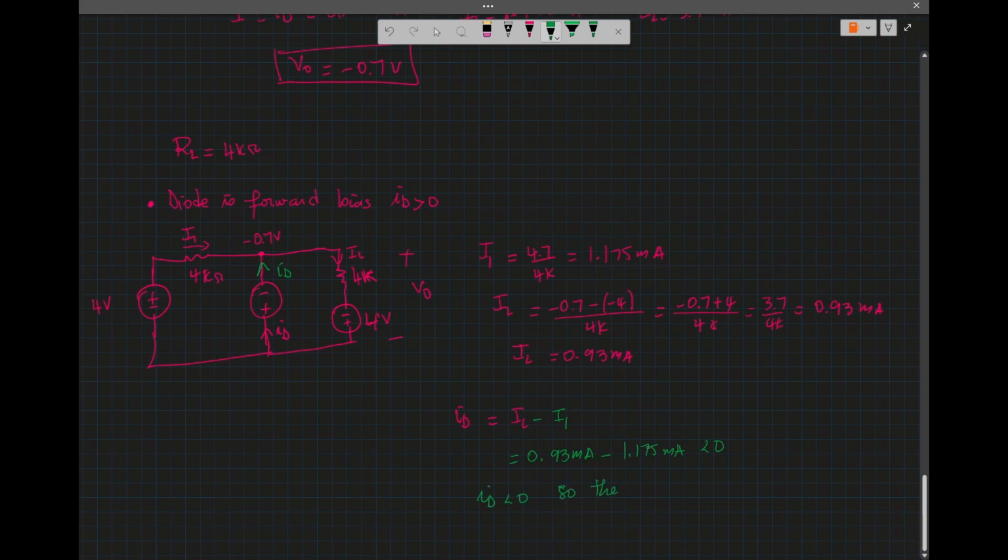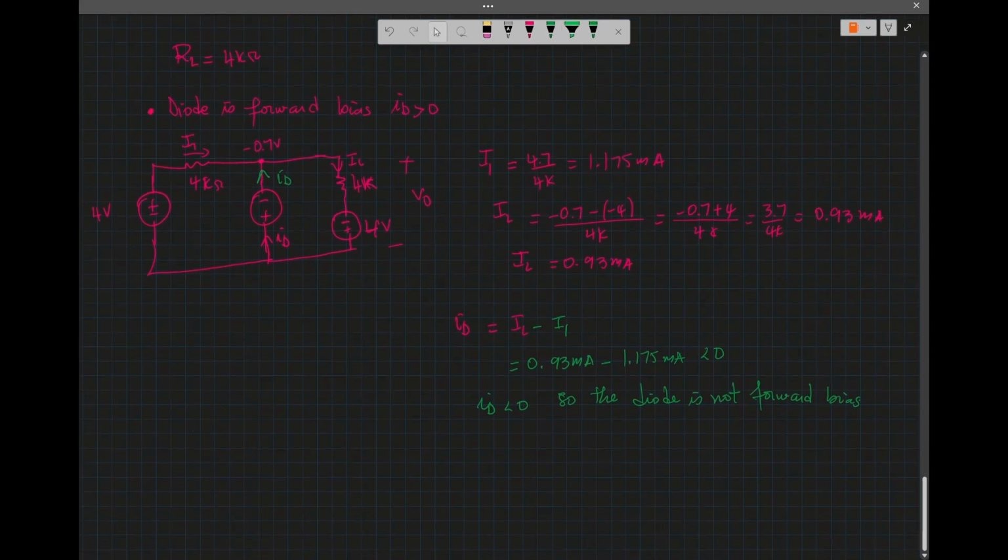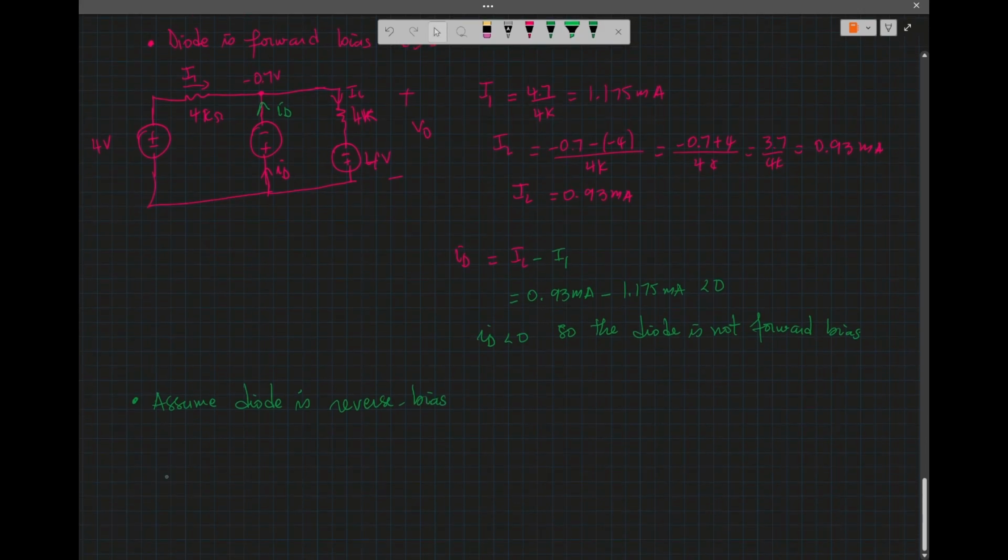So the diode is not forward bias. Now, so let's check if it's a reverse bias. So let's assume diode is reverse bias. So in this case, we have the same network.